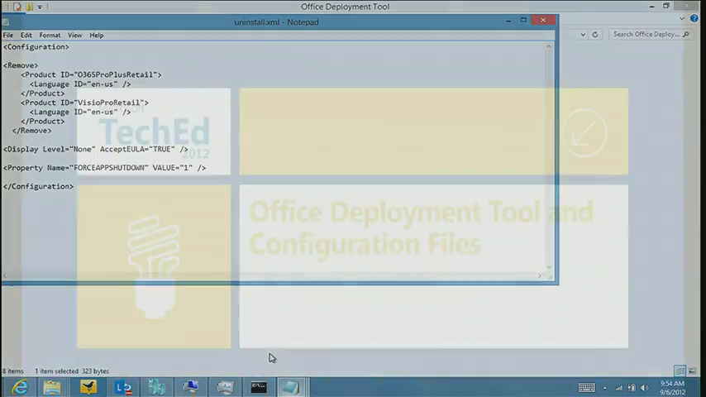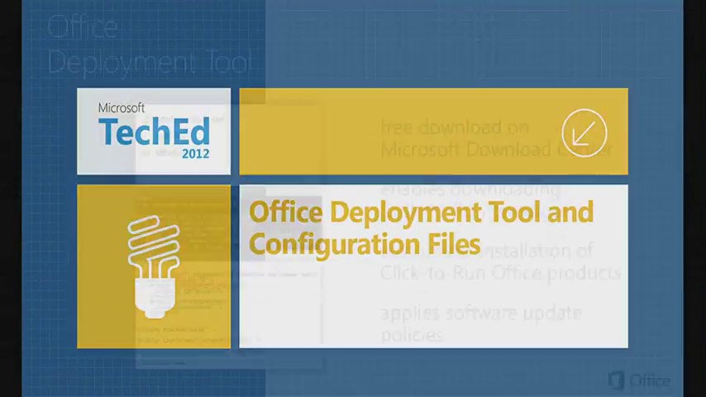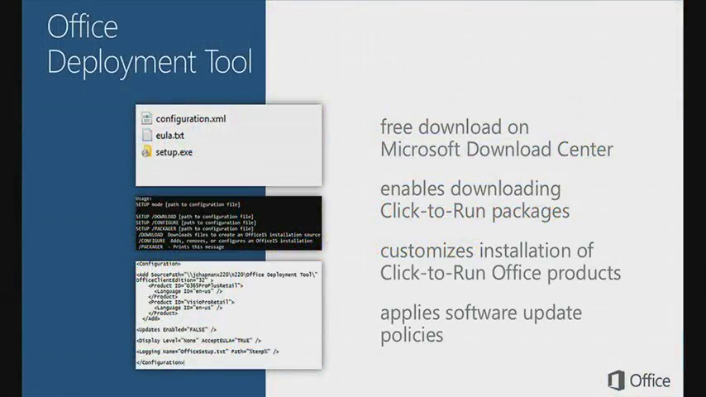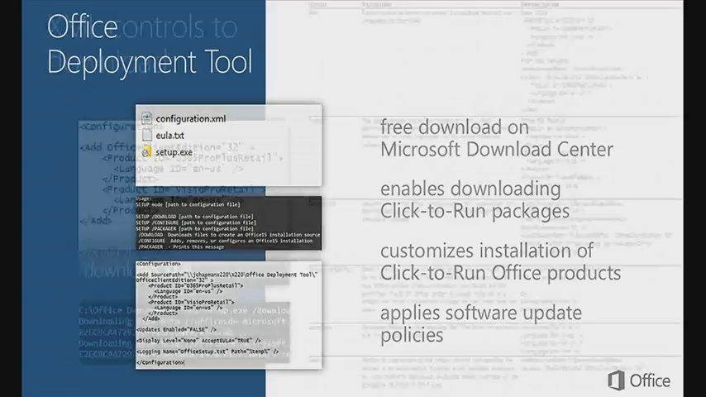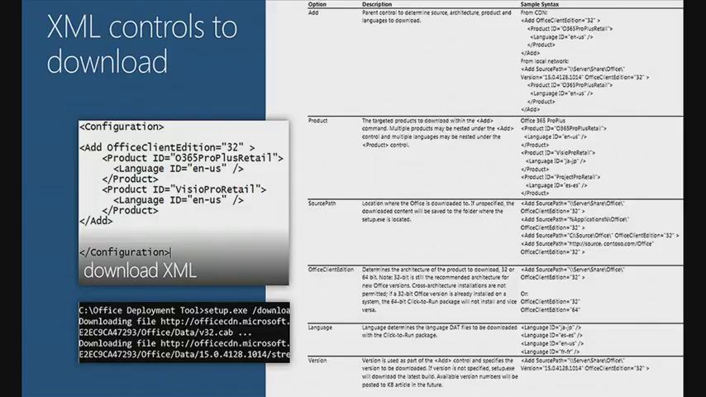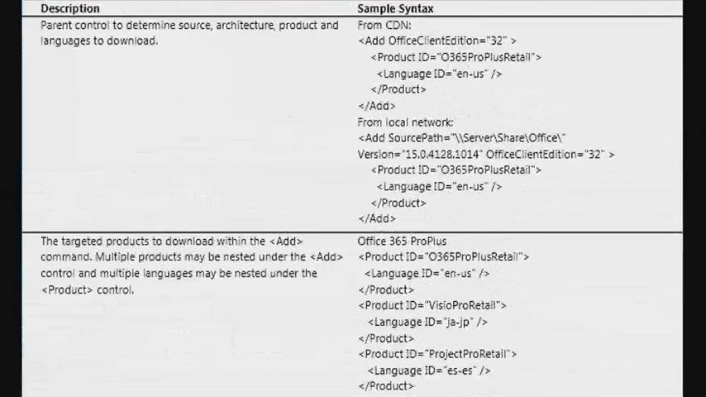All right, so let's have a look at all the different controls that we have in terms of our Office deployment tool. What it does, it's free. It's on the download center right now. It downloads and installs and applies software updates or uninstalls Office. Some of the commands that we have, and I'm not going to go into all of this because we don't have time, plus it is a very involved set of commands.